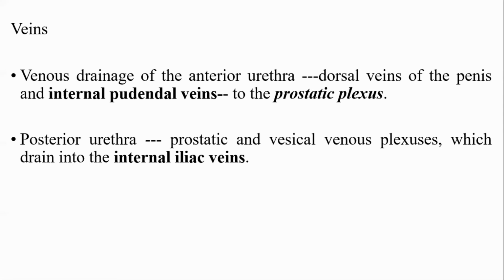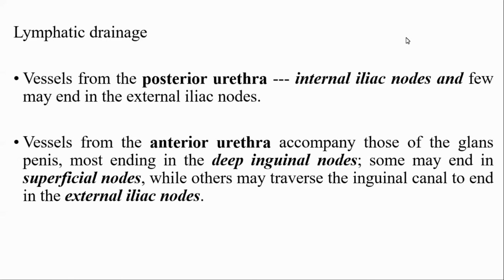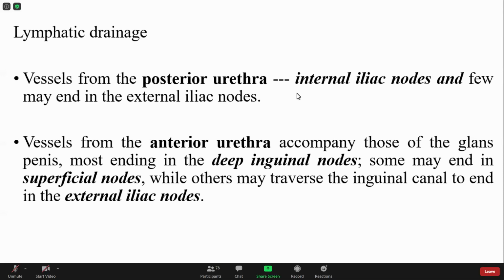So posterior urethra, so venous drainage, prostatic and vesical venous plexus, which ultimately drains into the internal iliac veins. So anterior urethra ultimately drains into the prostatic venous plexus, then posterior part of the veins drains into the internal iliac vein. This is important in the MCQ. Very important for MCQ. Next one is the lymphatic drainage. This is very, very important for the MCQ.